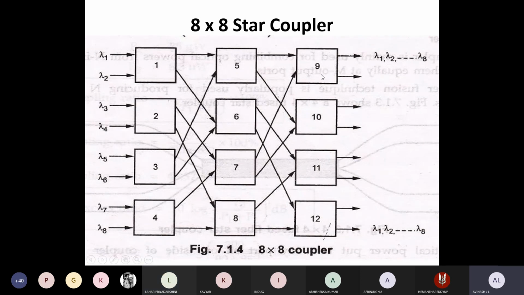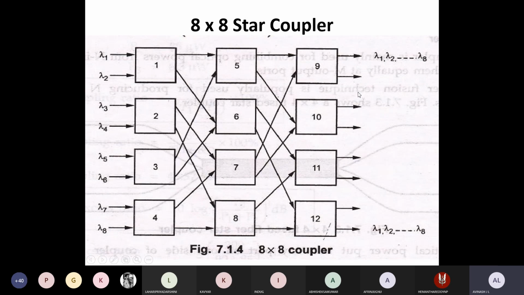Similarly, the output of 9, I told you. Similarly, the output of everything, 9, 10, 11, 12, is working like that. So now we can see that 8 cross 8 means 8 inputs are successfully coupled, or successfully combined, in the 8 output slots also. Is that clear to you? Now you take the output of 9, there are two outputs. Output of 10th coupler, two outputs. Similarly for 11th, two outputs. 12 also two. So totally 8 outputs are there.